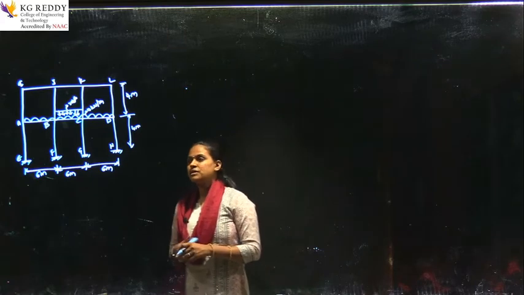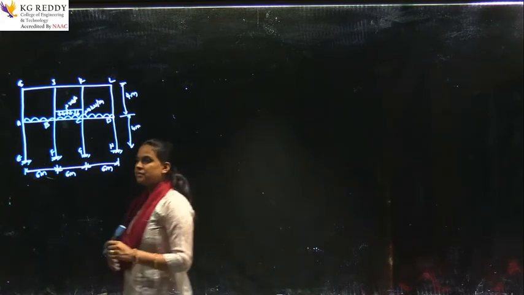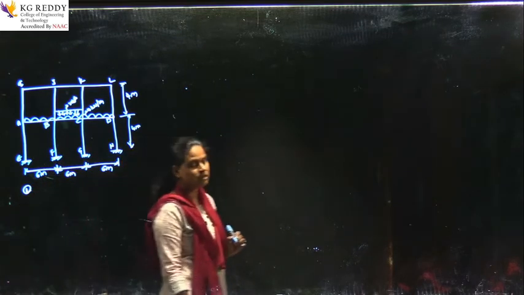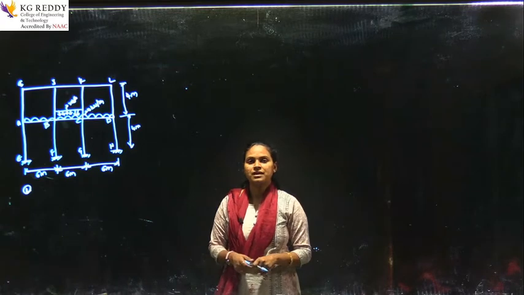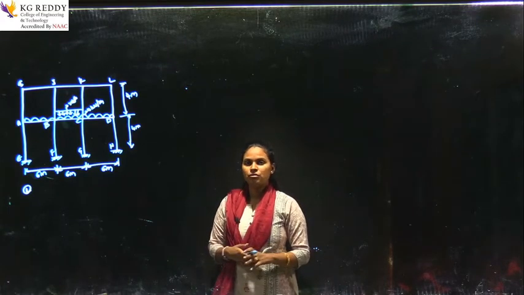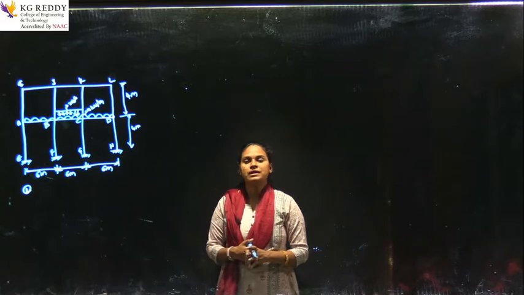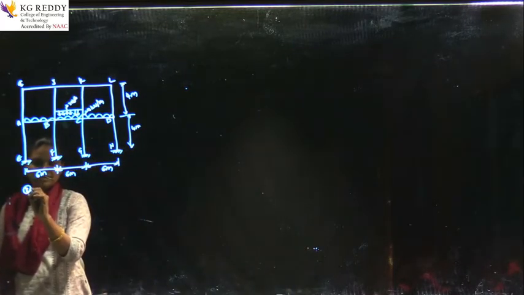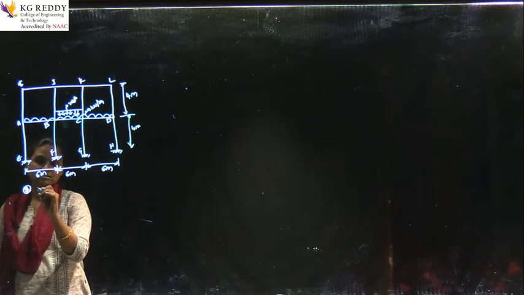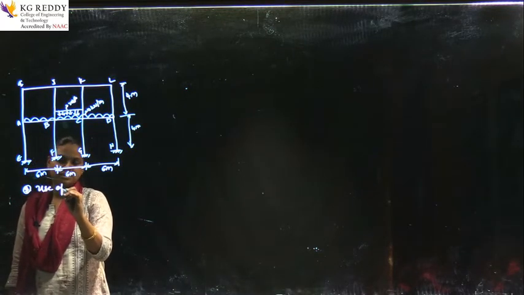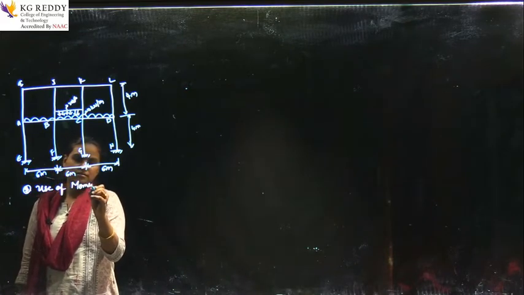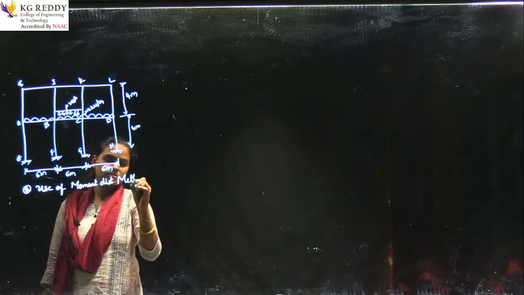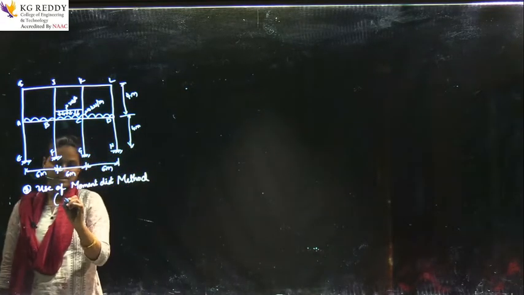So that moment distribution method first. Do you all remember the tabular column which we used for the distribution factor? I hope you know the tabular column which we use. There you will have that joint. So the next step, actually, we will write here 3. So this is use of moment distribution method up to 2 cycles.